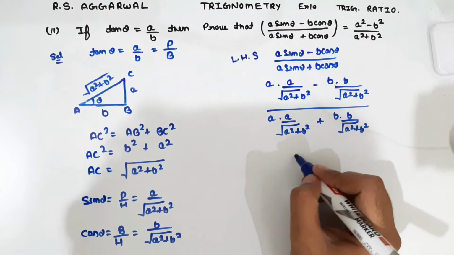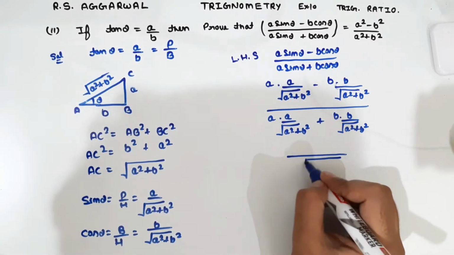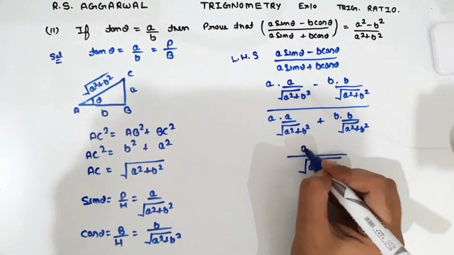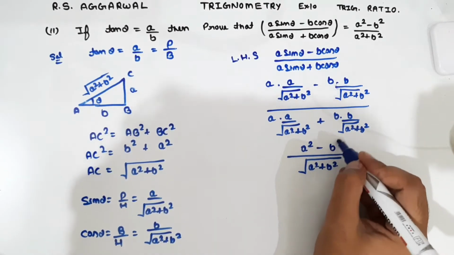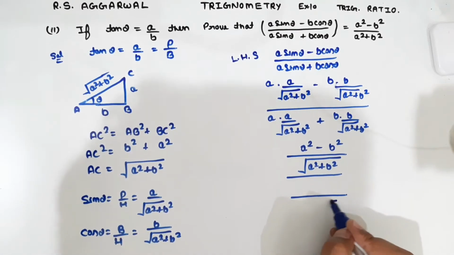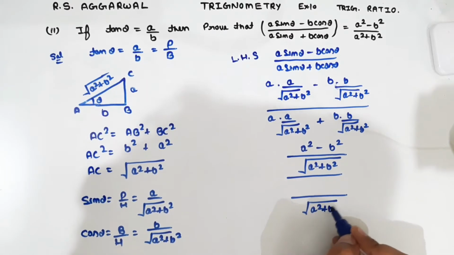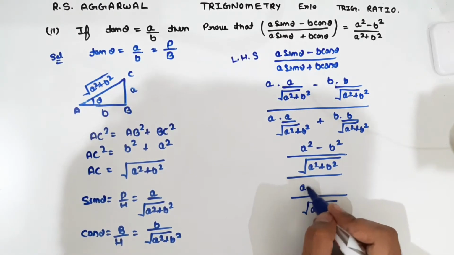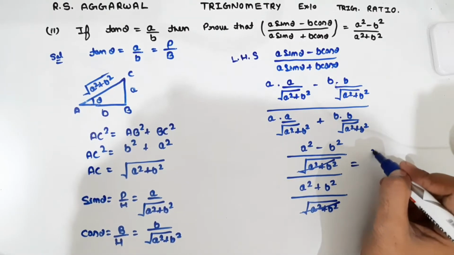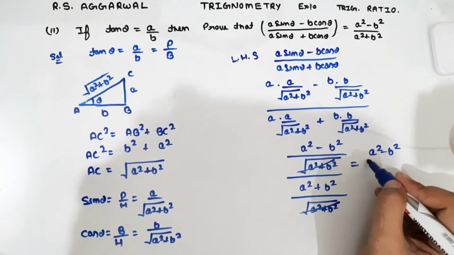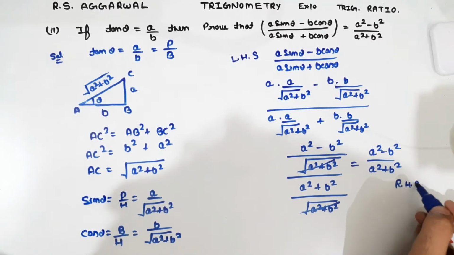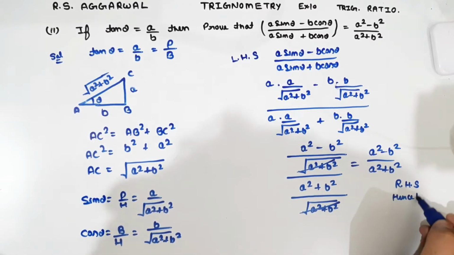So from here under root A square plus B square will be the LCM. So A into A will be A square and B into B will be B square, upon A square plus B square. Under root A square plus B square will cancel out. So from here A square minus B square upon A square plus B square is equal to the right hand side. Hence proved.